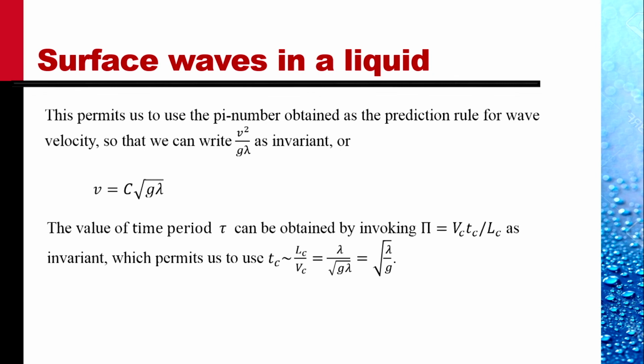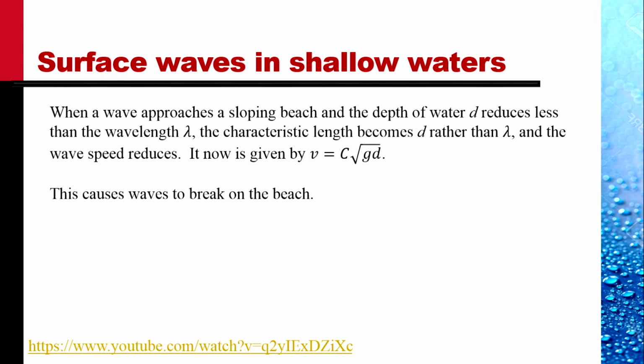The scale factor for velocity is related to the scale factors for time and length, so that Vc Tc by Lc is invariant, which permits us to use Tc is like Lc by Vc. And so the time period is like under root lambda by g. This is for surface waves in water in the deep ocean, where d is much larger than the length. When a wave approaches a sloping beach and the depth of water d reduces to less than the wavelength lambda, the characteristic length becomes d rather than lambda, and the wave speed reduces. It is now given by v is equal to c under root gd.